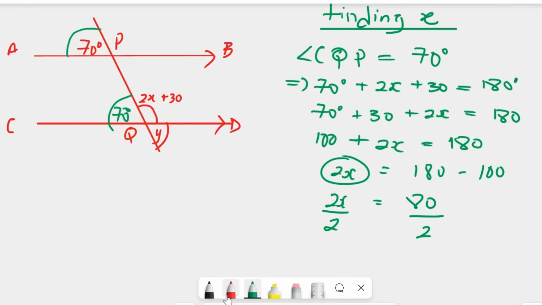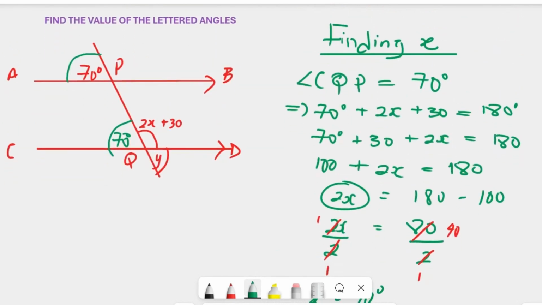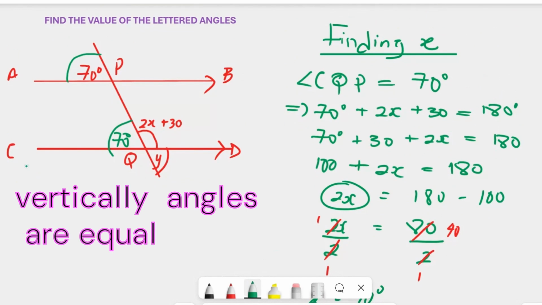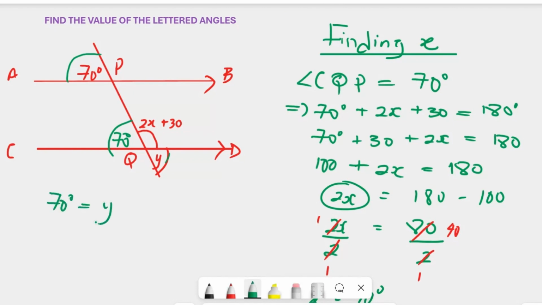2 goes into itself one time, and it goes into 80, 40 times. So that means x is equal to 40 degrees. So that's the value of x. And how do we find the value of y? I don't have to waste time on this y, because this angle, 70 degrees, and that angle are vertically opposite angles. So 70 degrees is equal to y. They are vertically opposite. So that's the value of y.